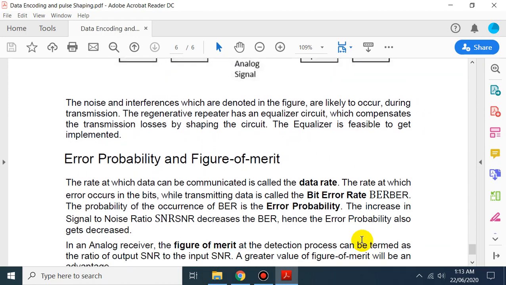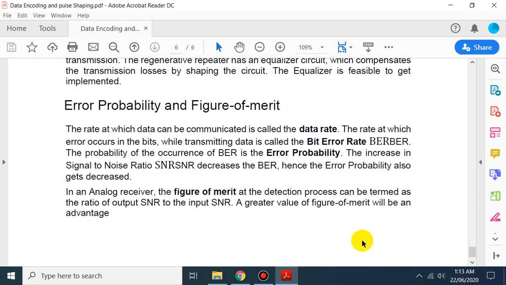Now I'm going to show you, at the last, some very important definitions that you have studied before as well. That is the error probability and figures of merit. Here the rate at which the data can be communicated is called the data rate in digital communication. The rate at which errors occur in the bits while transmitting data is called the bit error rate. The probability of occurrence of bit error is called the error probability, and an increase in signal to noise ratio decreases the bit error rate, hence the error probability also decreases.